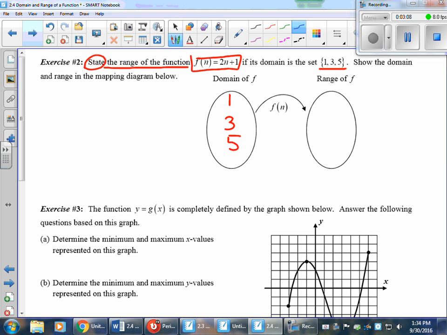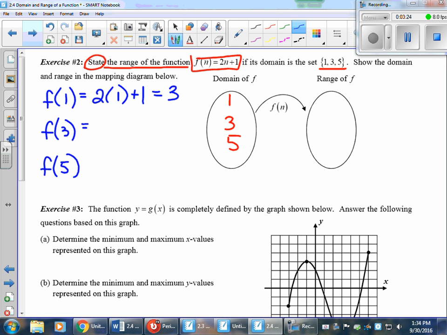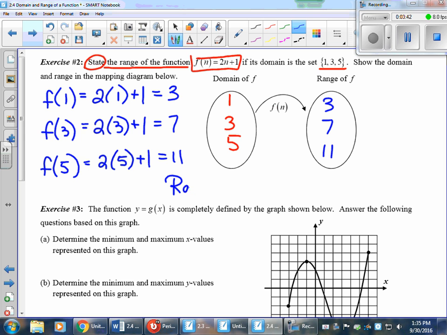So if we consider our domain, we want to know what f of 1, f of 3, and f of 5 are. f of 1 is 2 times 1 plus 1, which is 2 plus 1, which is 3. f of 3 is 2 times 3 plus 1, which is 6 plus 1, which is 7. And f of 5 is 2 times 5 plus 1, which is 11. So those are our range values, 3, 7, and 11. It says state the range, so make sure you are very specific in saying the range is 3, 7, and 11.